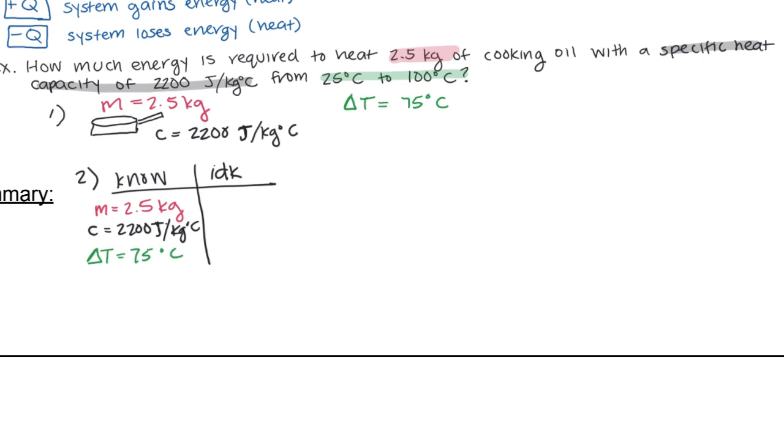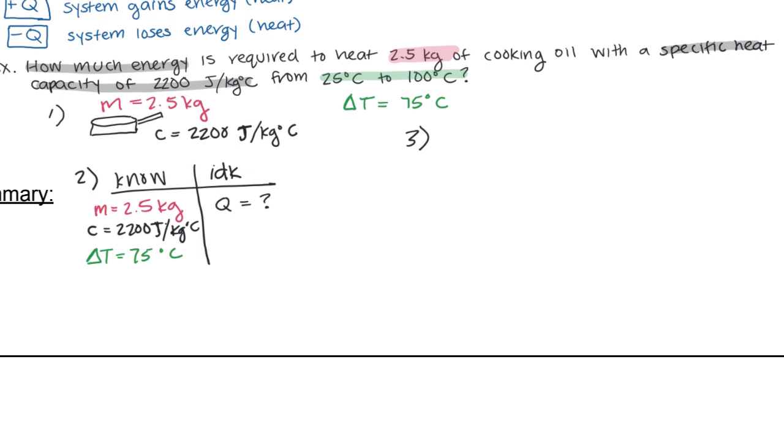and our change in temperature is equal to 75 degrees Celsius. The last thing I want to point out is that this problem is asking how much energy. This might throw some people off, but remember that energy is really just another word for heat when we talk about thermodynamics. So what we are really solving for is Q, the heat required to raise the temperature of cooking oil from 25 degrees to 100 degrees Celsius. Let's move on to step number 3. We'll set up our equation.